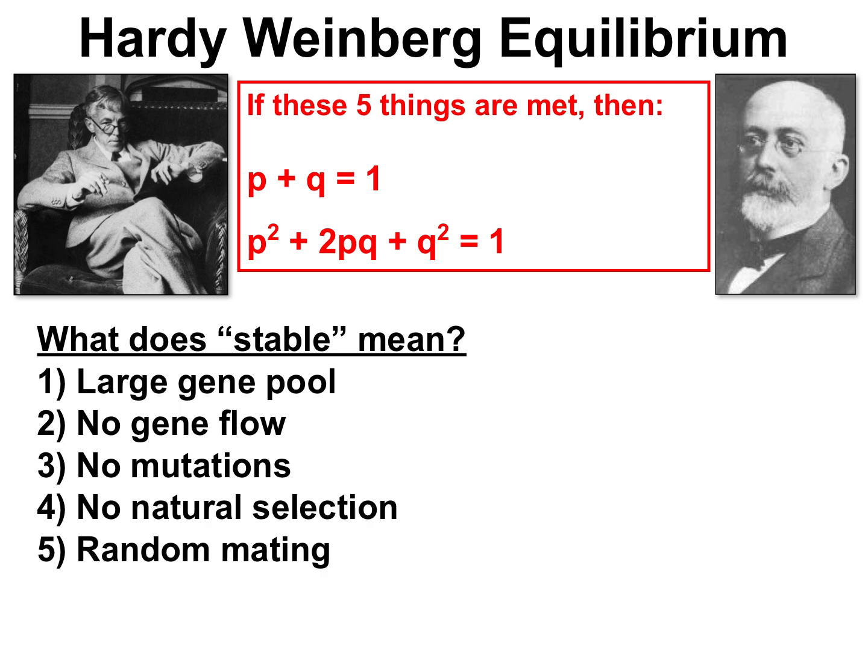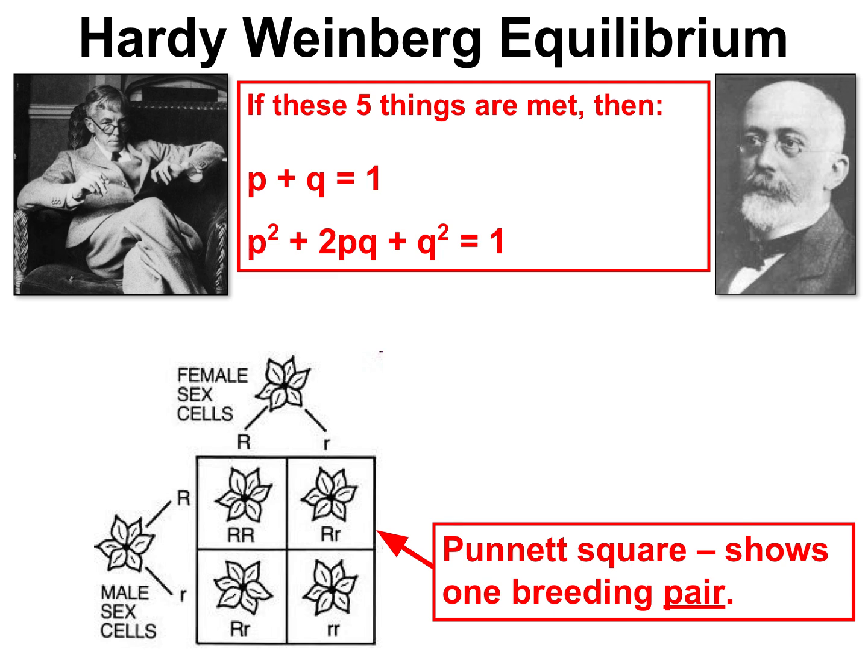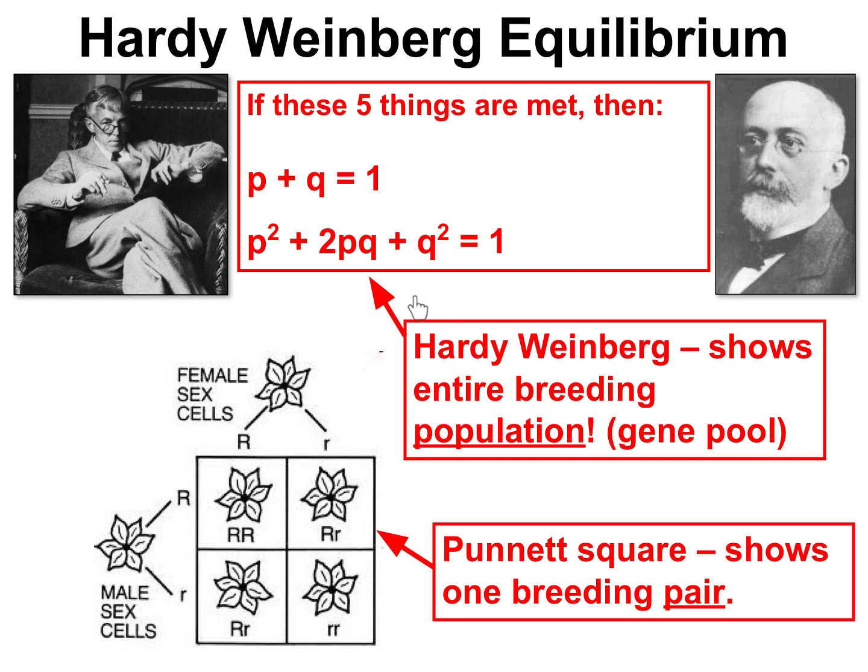These are the Hardy-Weinberg equations. Let's use a Punnett square to help us understand what's going on up here. Now, a Punnett square only shows one breeding pair, this plant and this plant. These equations, however, take into account every breeder in the whole gene pool. So what do these P's and Q's mean?